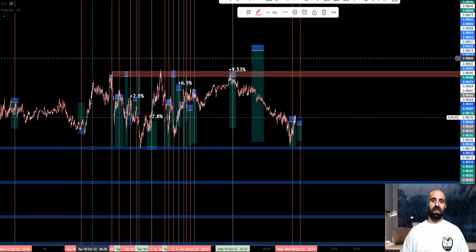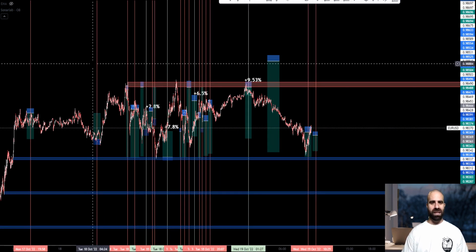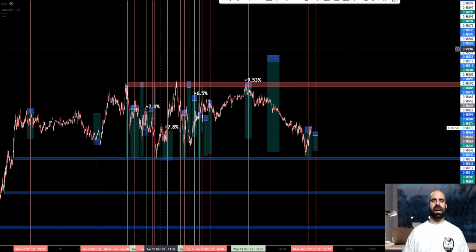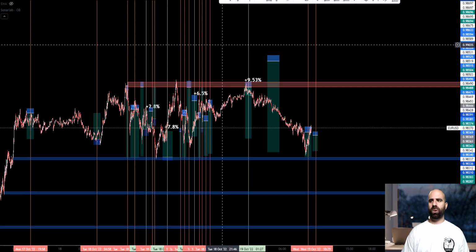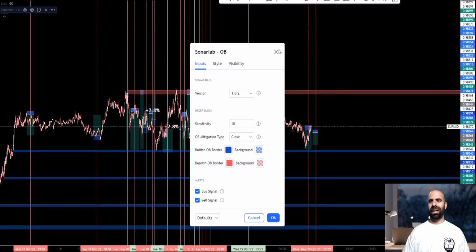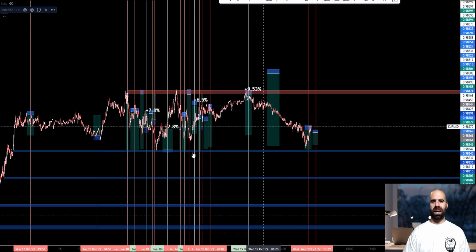And I think we have done a bunch of trades right here. I'm not willing to go ahead and do any more trades. This is very tiring actually. So I will just count the statistics in this random sample of trades that we took on Euro US dollar, 1 minute time frame, with the Sonar Lab order block indicator, as you can see right here, with the settings at 10, sensitivity at 10.